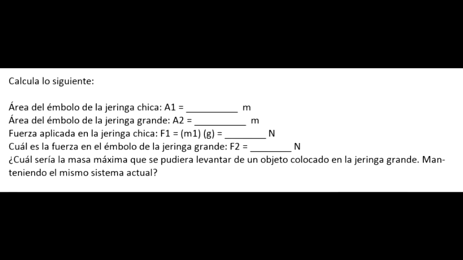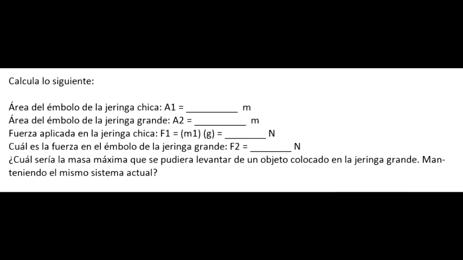And now for the questions to be answered. We have the area of the piston of the small syringe, which is 0.007853, because the radius is 0.5 centimeters, which translated to meters is 0.005, I guess. And that raised to the second power and multiplied by pi, we have this result.